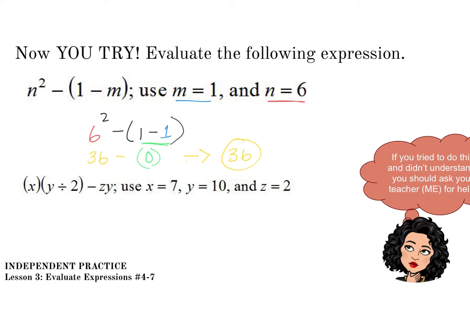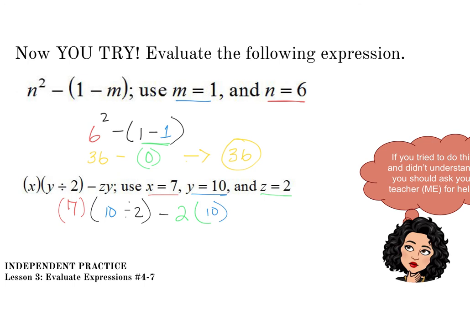Again, replace letter with number. So X is equal to the number 7. Y is equal to the number 10. Z is equal to the number 2. And then Y is equal to the number 10.